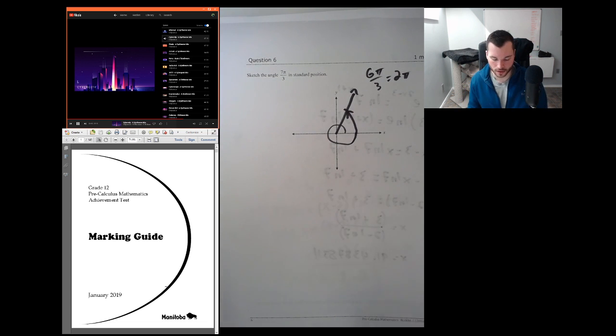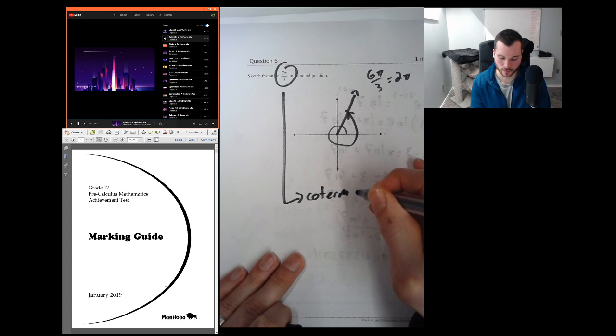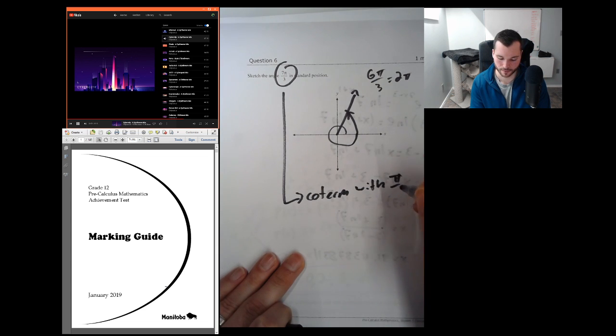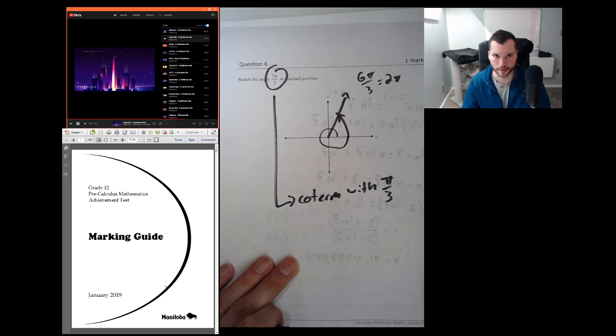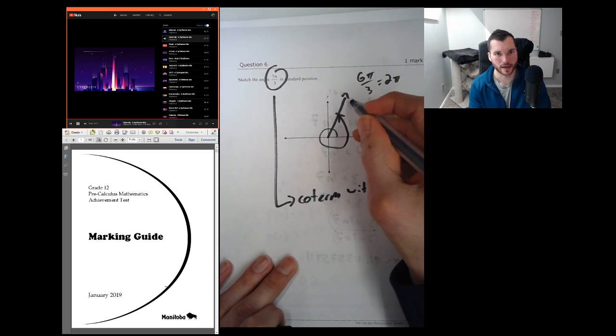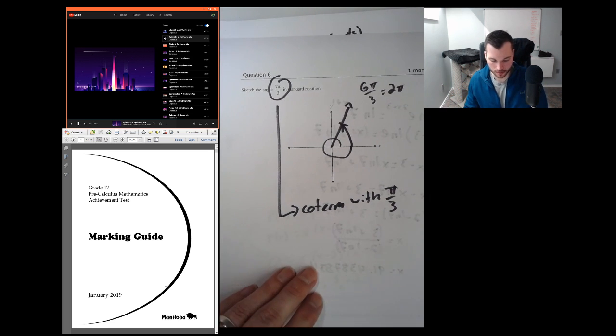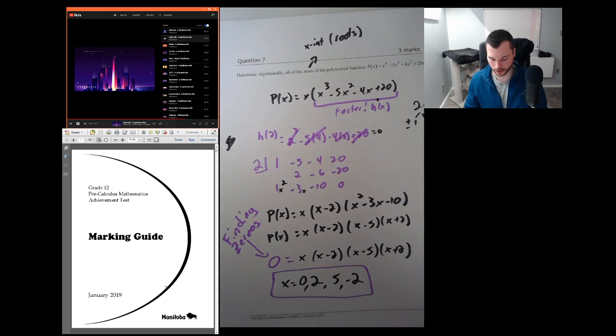A lot of different ways to do this one. Essentially, this is coterminal with pi/3. So we would just have to really go pi/3, but then just make sure that we do this extra little spiral, arrowhead and an arrowhead. We have to have those arrowheads or else we will get a communication error. Okay, so I hope that's good with question 6, and I hope that's good with question 7 as well.